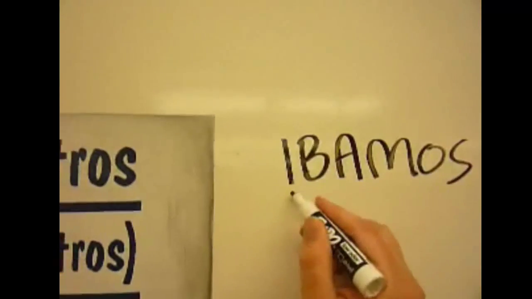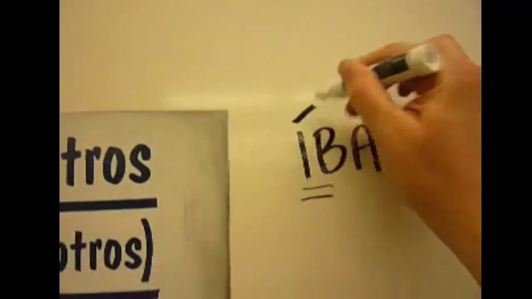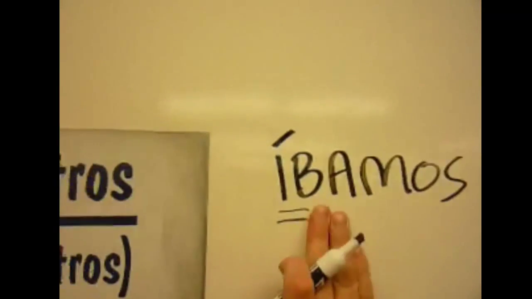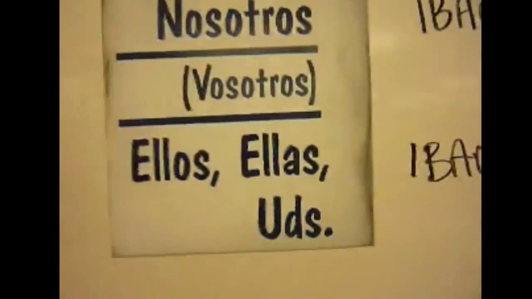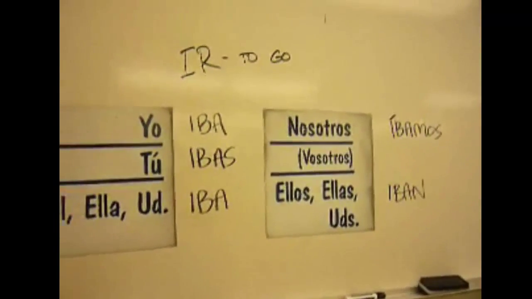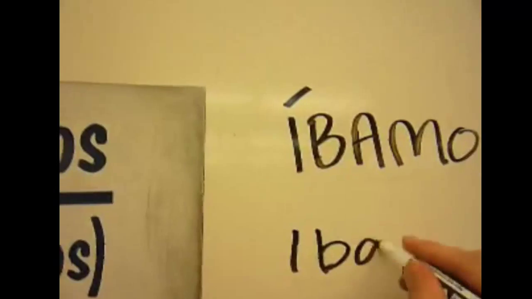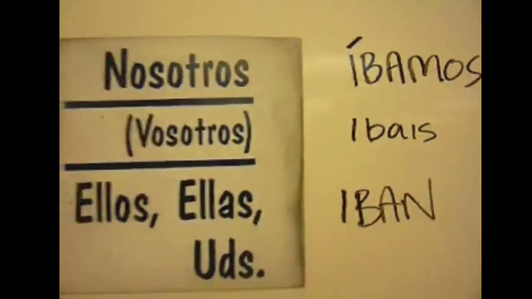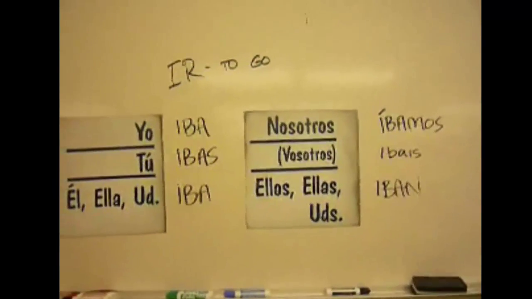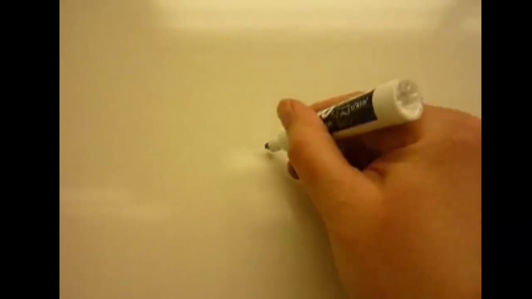Now the stress is over this first letter here, the first I, so we put an accent on it. It's not on the next to last syllable, but before that, the antepenultimate. We've got iban. Okay. So yo iba al supermercado cuando vi a mi amigo. I was going when I saw my friend. And if you're into the vosotros, we won't really deal much with it here. And here it is, ibais.